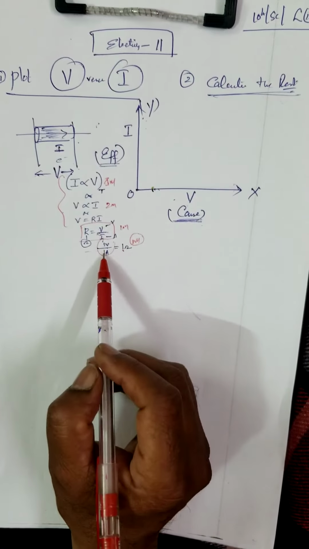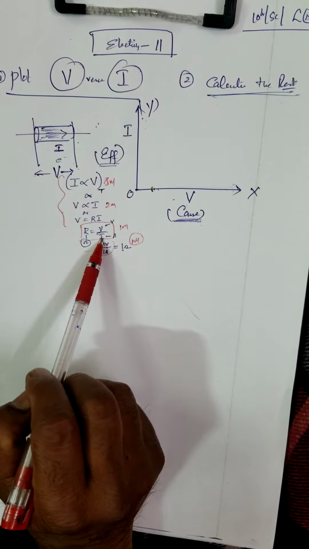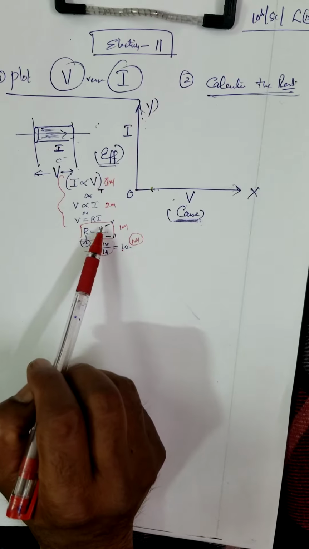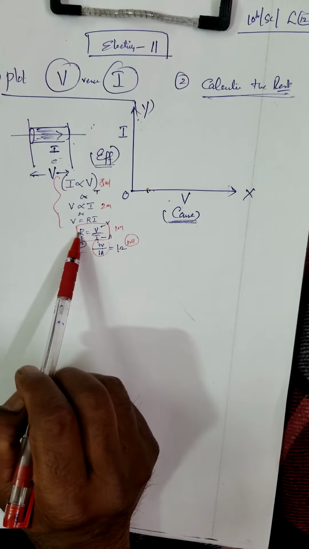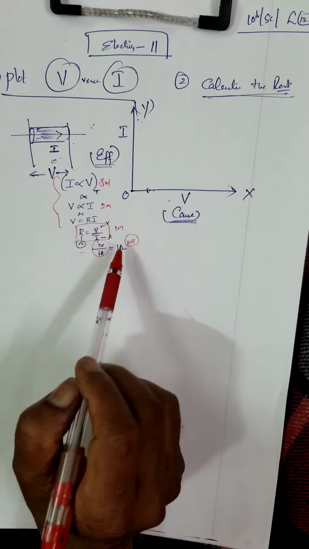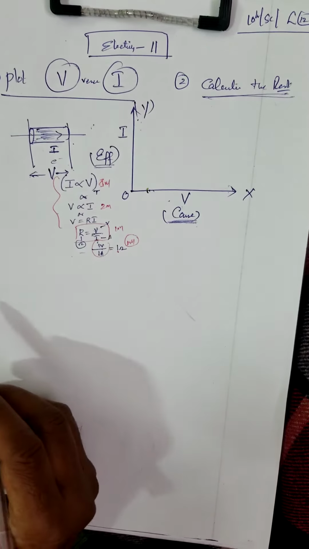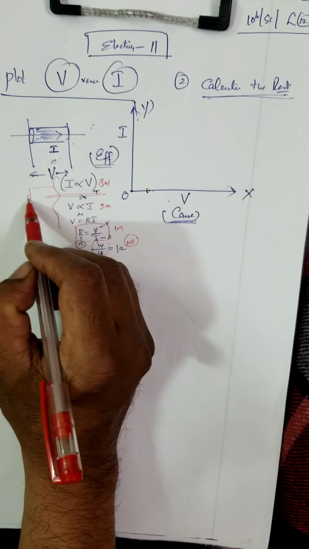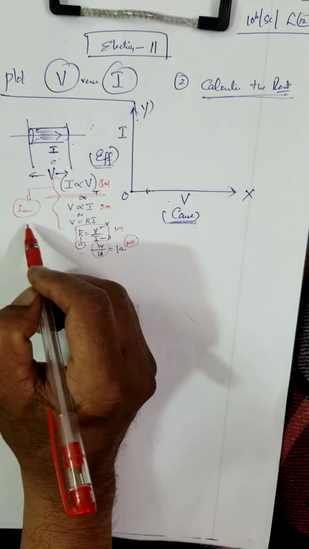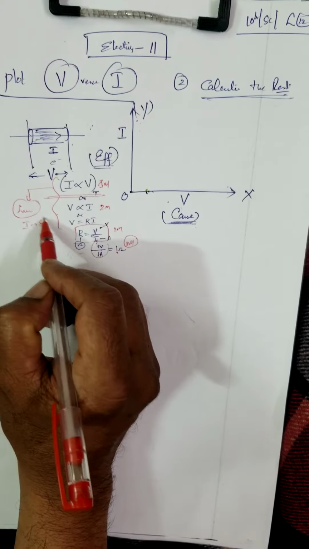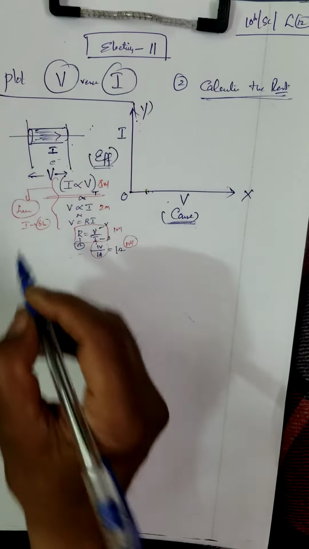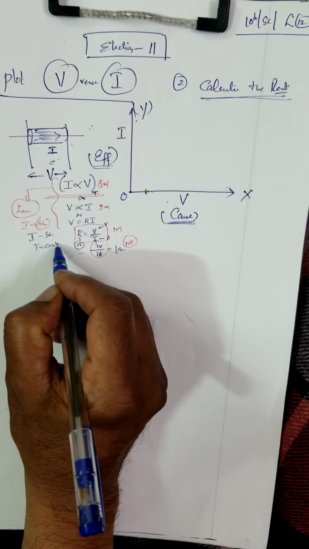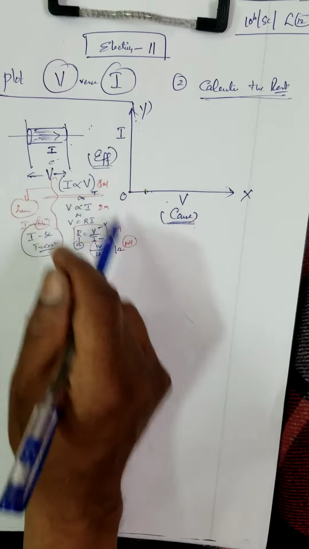How to say it: when 1 ampere of current flows through a conductor whose ends are maintained at a potential difference of 1 volt, then the resistance offered by that conductor is said to be 1 ohm. All these things are there. And what are the conditions, the limitations of Ohm's law? Current should be steady, constant current. Temperature should be constant. These are the conditions.